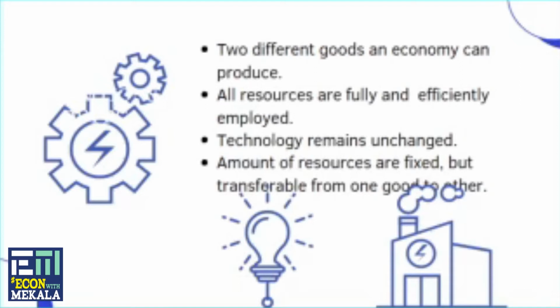Our first assumption is about producing only two different goods. So if you look at the economic resources used to produce these two different goods, they are transferable. Let's assume there is an economy producing capital goods and consumer goods. So if you transfer resources from capital goods to consumer goods, the same economic resources can be used to produce consumer goods and capital goods.